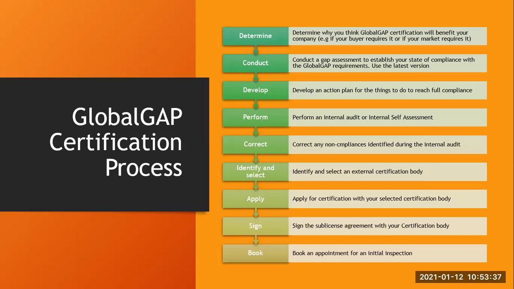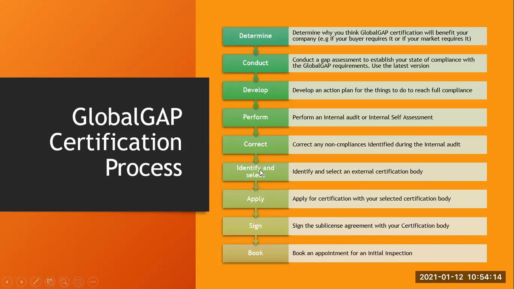Then once we are sure that we have done all those things and our operations are in full conformance according to our internal self-assessment and the corrective actions taken, we will now identify and select a certification body. Okay, so there are approved certification bodies on the GlobalGAP website. So you as a company must select a certification body to work with. GlobalGAP will not do that for you because GlobalGAP is not involved in the certification process. They develop the standard and the rules.